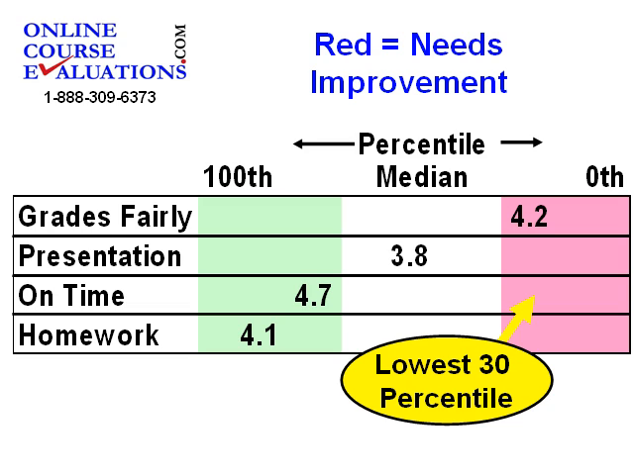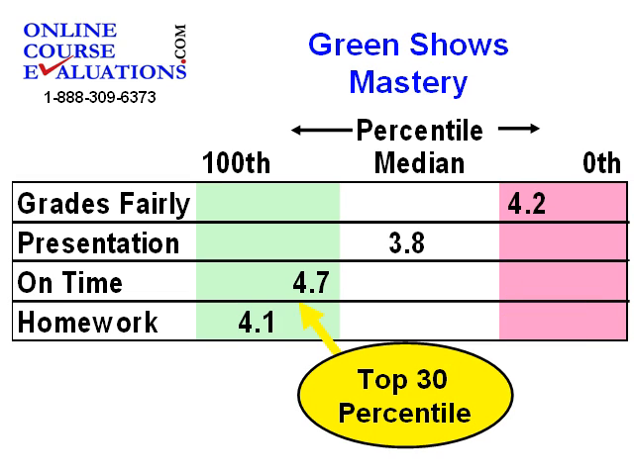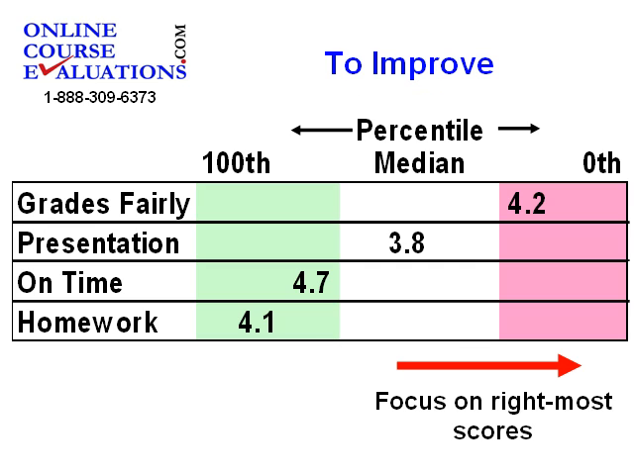So, if your score falls in the red, that means it was in the lowest 30th percentile of any score received. If your score was in the green, that means it was in the 70th percentile or higher. And if your score is in the white, that means you are about average. This makes finding out what to improve on extremely easy.